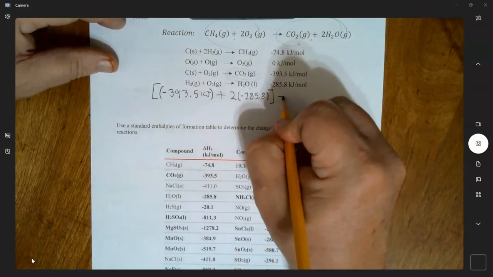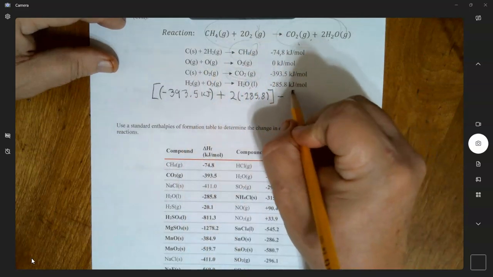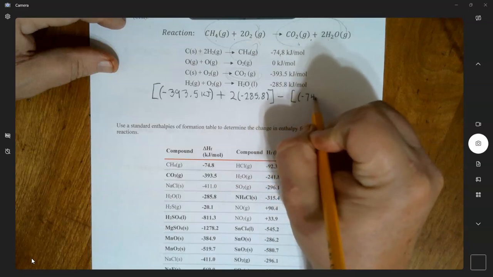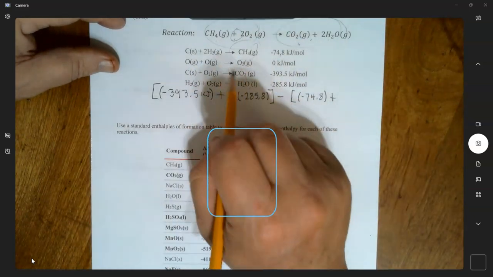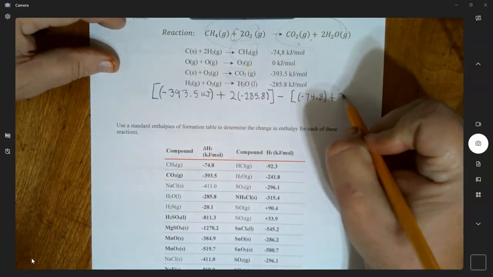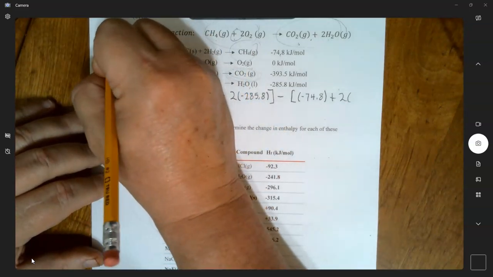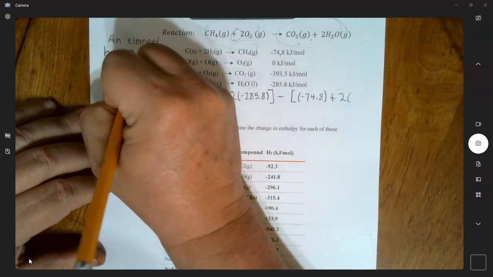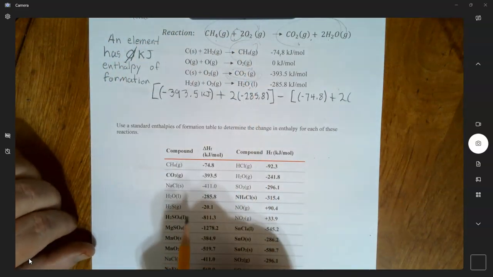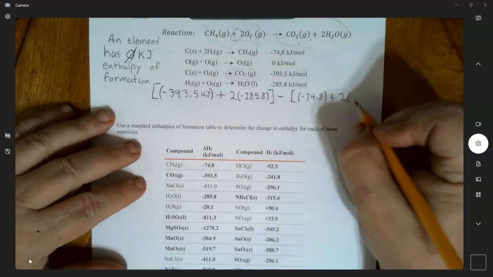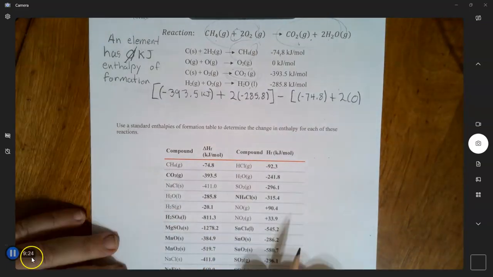Next, we're going to subtract CH4 right here. Negative 74, so I'm going to put this. Plus, again, you're using the plus sign here, and it's 2 times O2. But O2, so here's a rule, an element has 0 kilojoules of enthalpy of formation. So I'm going to put a 0 there. Now we do the math. Be careful on your math. So I'm just going to pause and do that.